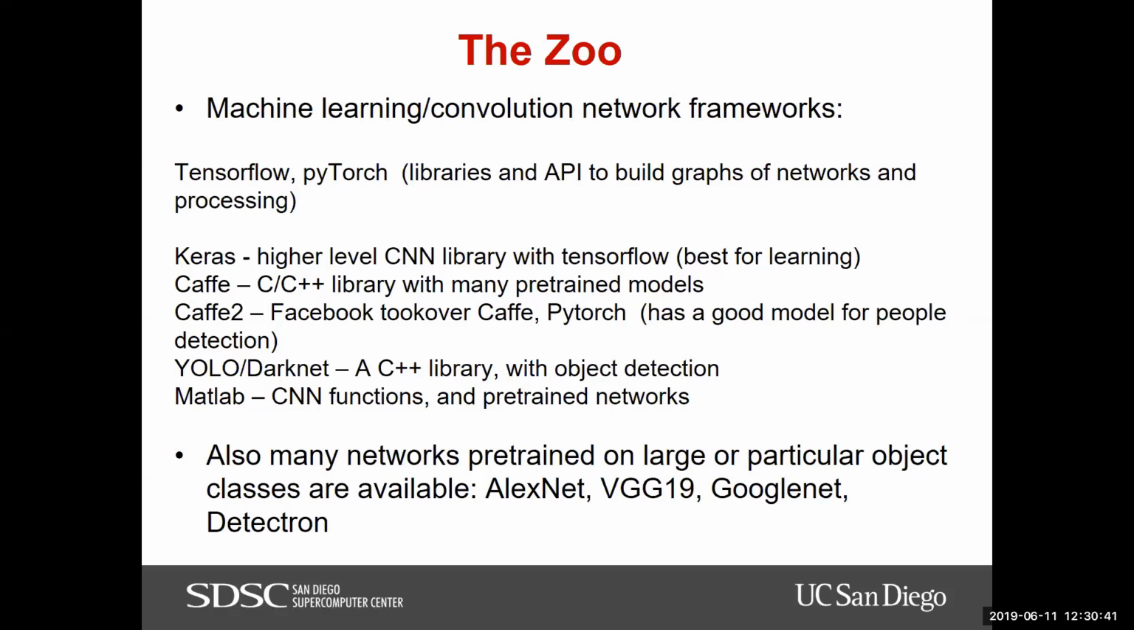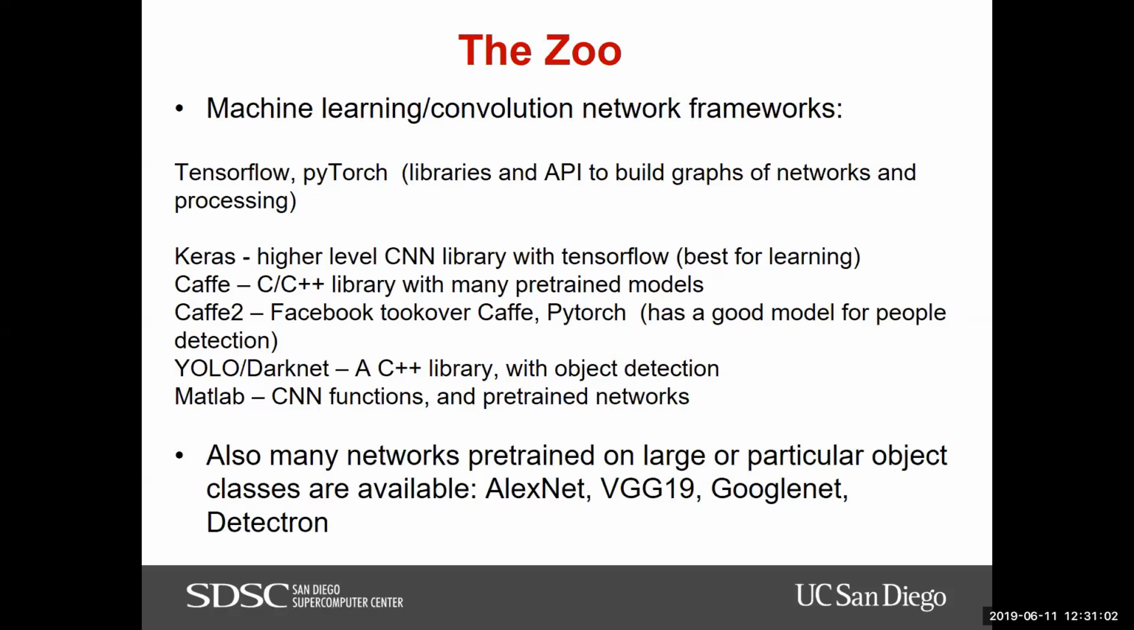I've started to use Caffe 2. Caffe was originally a library that came out of Berkeley. It had some good models with it, but Facebook kind of took over and produced Caffe 2. It runs on PyTorch. It's a little bit harder to learn. The documentation's not as good. I have an example of that.